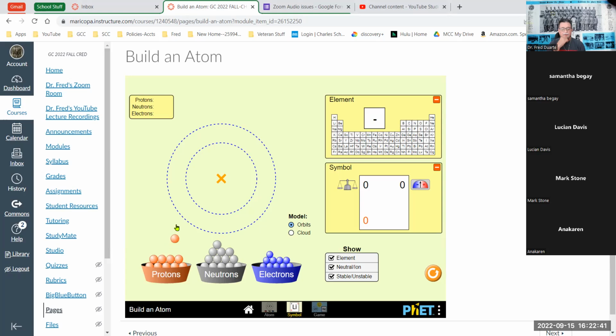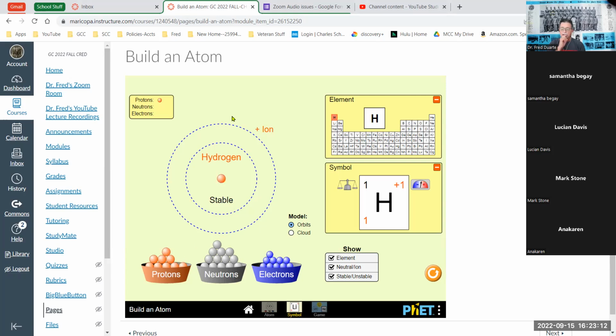So if I grab a proton and I just put it anywhere near the dotted lines, it automatically goes to the center because that's where protons exist. Notice by adding a proton, I created the element hydrogen, okay? And again, if I grab another proton, I create helium, okay? And 3 is lithium, okay? So as we stated before, the proton defines what that element is, okay?